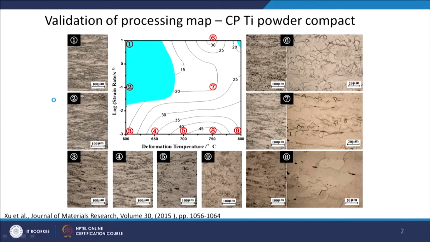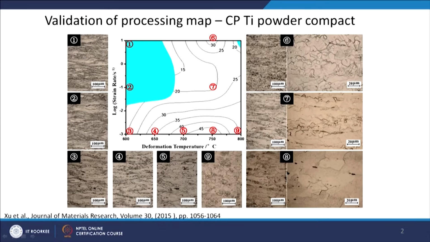So, you can see here that again deformation temperature is on x axis and strain rate we have taken a log on y axis, and your contour maps are drawn, and unstable region is shown at these two locations. And now they have taken samples from different locations, wherever they are seeing higher efficiency, and also the unstable region.